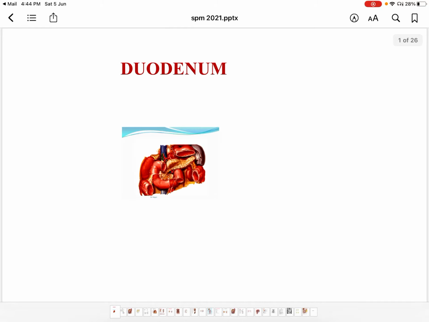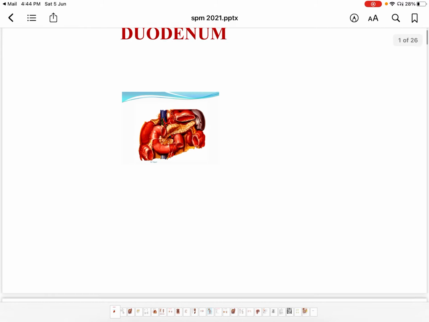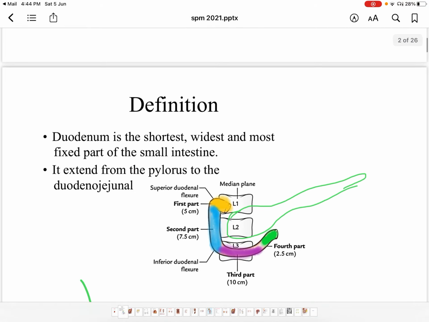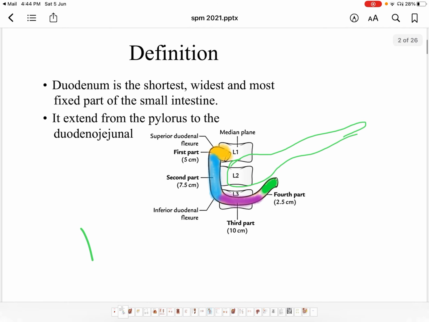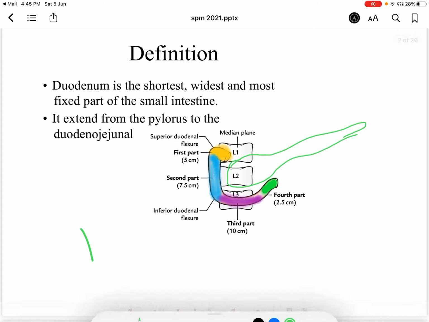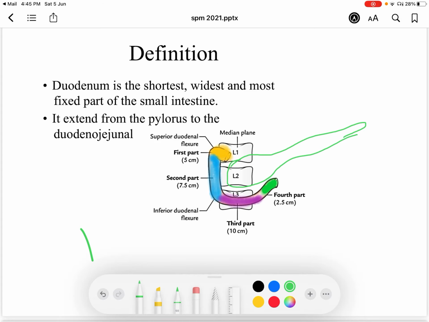Today's topic is the duodenum. The duodenum is part of the small intestine. The small intestine is 6 meters in length, and the duodenum is the shortest, widest, and most fixed part of the small intestine. It extends from the pylorus to the duodenojejunal flexure. The length of the duodenum is 25 centimeters, or 10 inches.